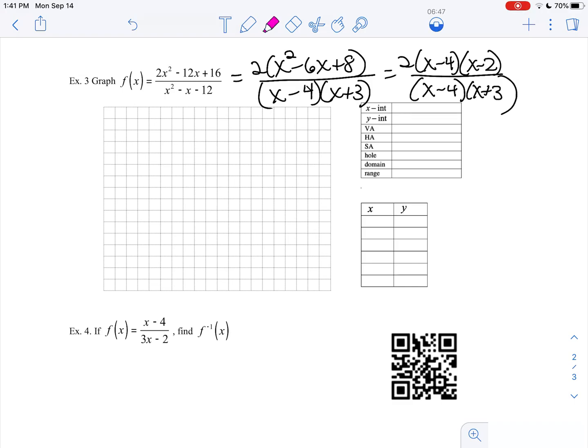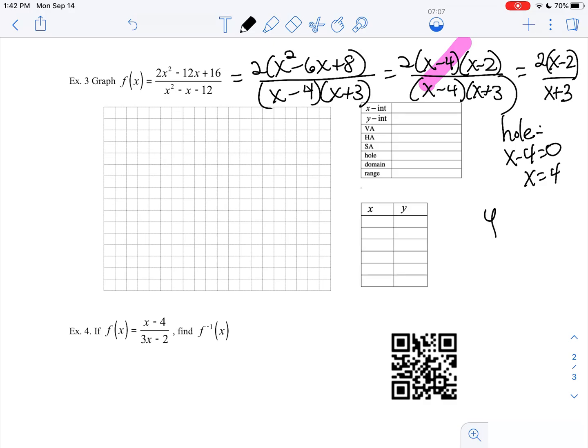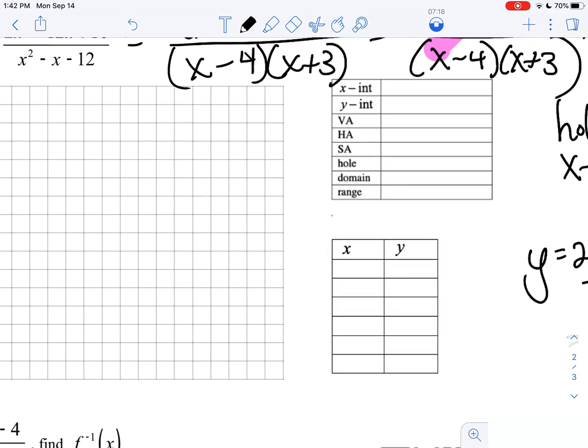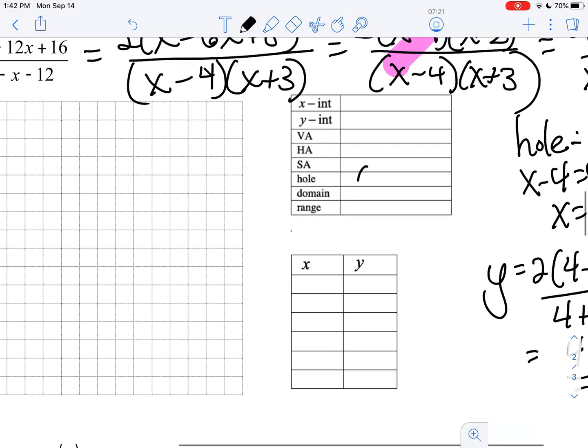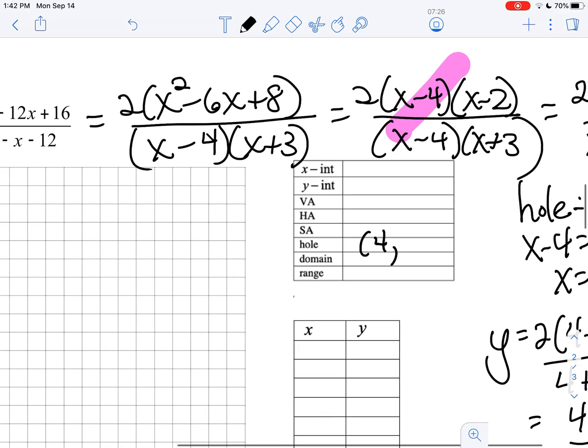So when I completely factor that numerator and denominator, hey, I've got a common factor. So that simplifies to 2 times x minus 2 over x plus 3. So I'm going to find the hole at, I said x minus 4 equal to 0, so x is 4. And then I'm going to plug that into the reduced answer. So 2 times 2 is 4, 4 plus 3 is 7. So I actually have a hole in the graph at 4, 4/7.